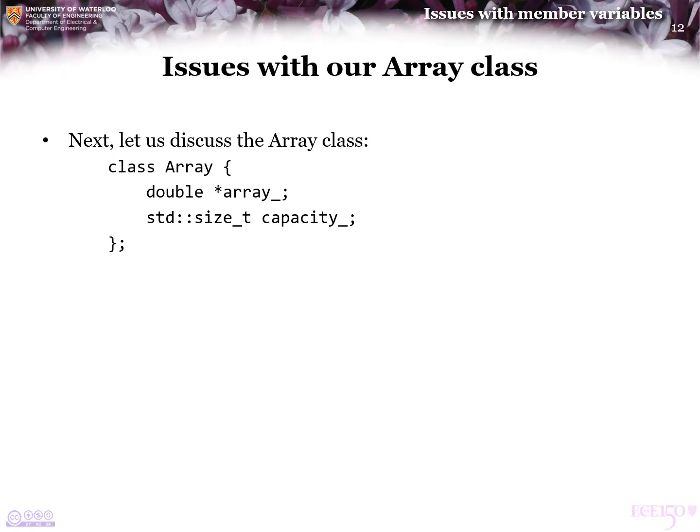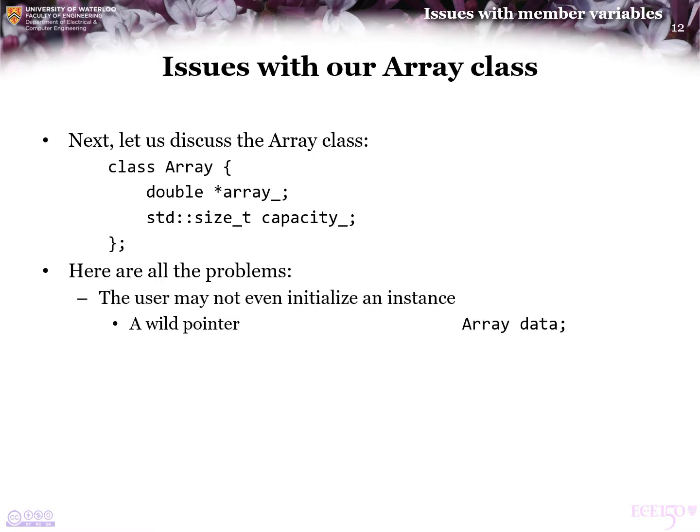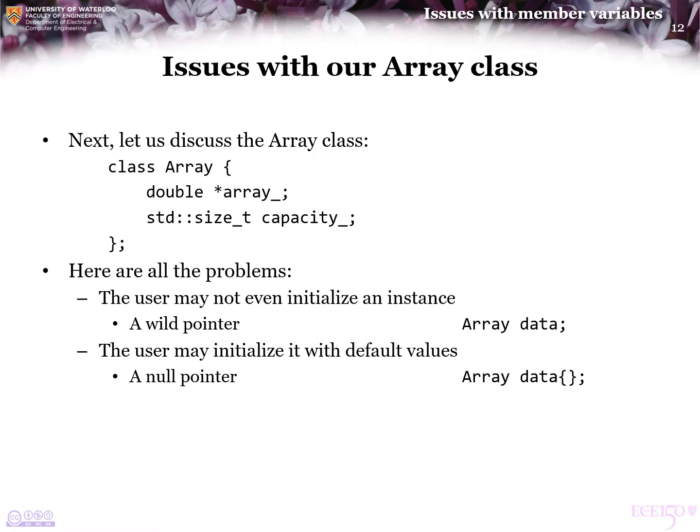Next, let's discuss our array class. Here are all the problems with this class that may occur. Actually, not all problems, but a significant number of them. First of all, a user may not even initialize an instance of the array class. So data may just be declared to be an instance of the array class, and immediately you have a wild pointer because the member variable array is not initialized. It may be initialized with default value, in which case the array is now a null pointer.